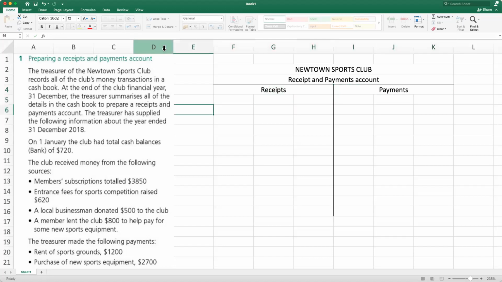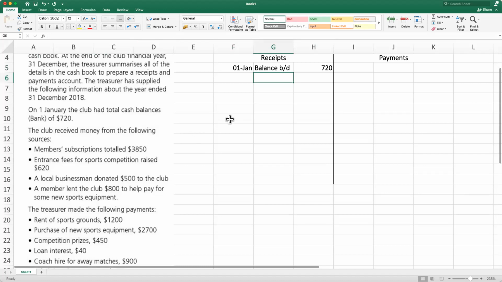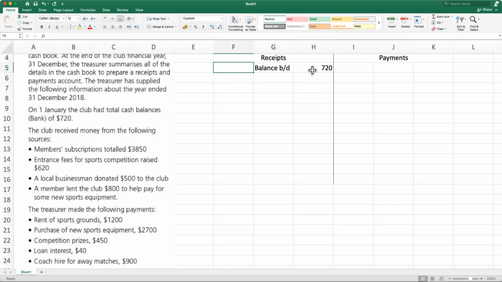Now, first we need to put your date. So the date will be 1st of January, and the receivable balance brought down is 720. That's it. Now let's follow all these receipts here first. You actually don't need the date. I'm just going to erase it because the date is not very important. All we need to do is just record all our receipts and all our payments.